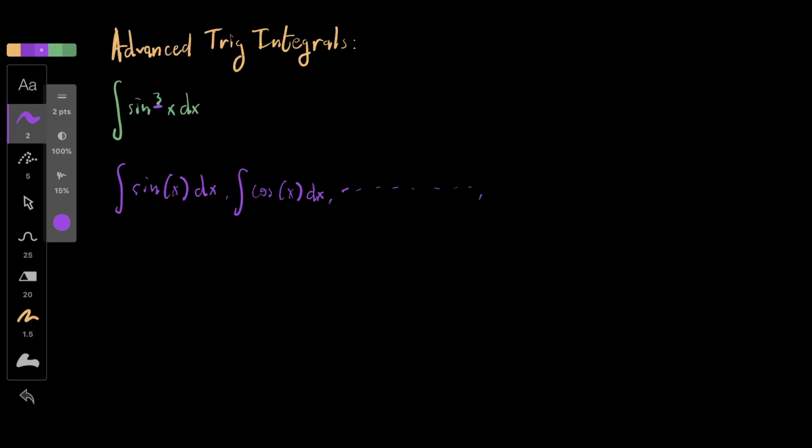Well, let's look at it like this. We know the integral of sine of x, so let's factor out sine of x first and see if that gets us anywhere. So we have sine of x multiplied by sine of x squared, or sine squared x dx. So we have the integral we know, but there's also something else that we don't know.